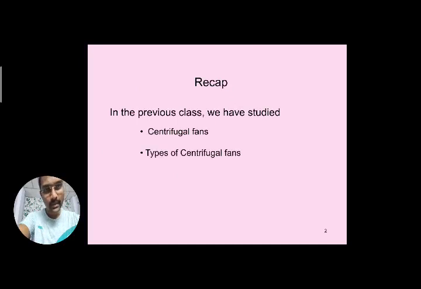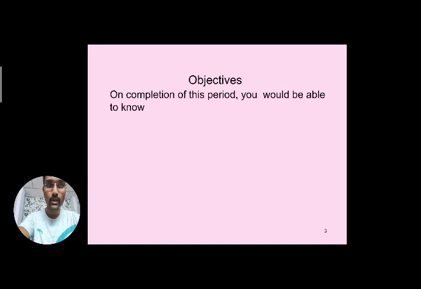Again, we have seen the types of axial fans and centrifugal fans, depending on the construction and the rotation of the impeller. So backward curved, forward curved, and radial type. We have seen and studied the different centrifugal fans. Hope you have understood that.